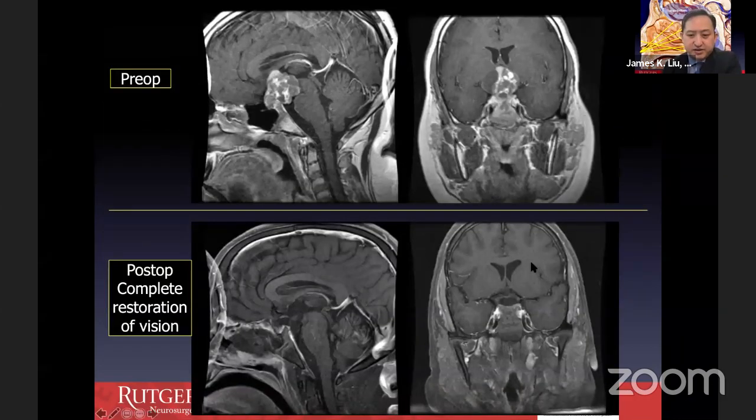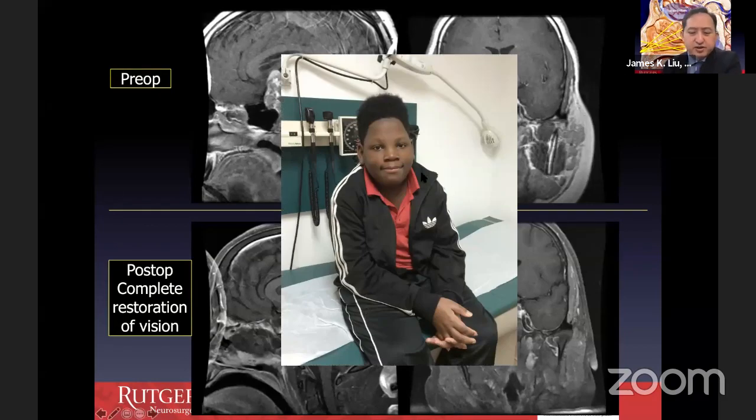And you can see this patient had a complete removal, decompression of the optic chiasm. He did require hormone replacement therapy, but he's been remission free for roughly 7 years now. And he's now an adult and doing quite well.